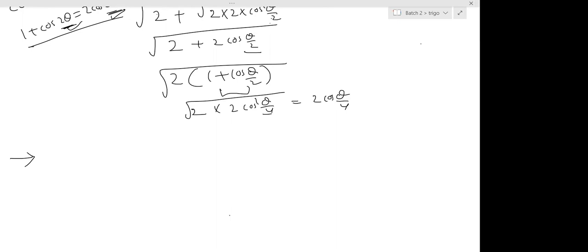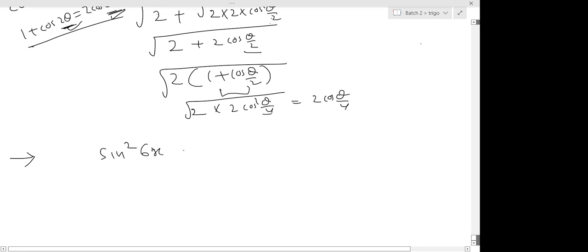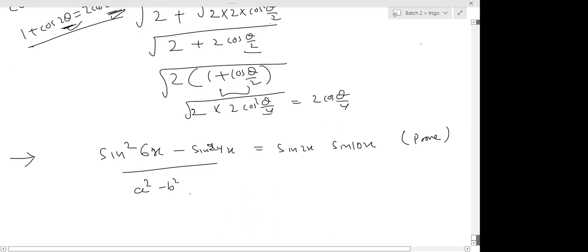All right. Let's try another question. Sine square 6x minus sine square 4x is equal to sine 2x into sine 10x. You have to prove. Start with LHS and use this formula: a square minus b square first, then sine c minus sine d, sine c plus sine d.